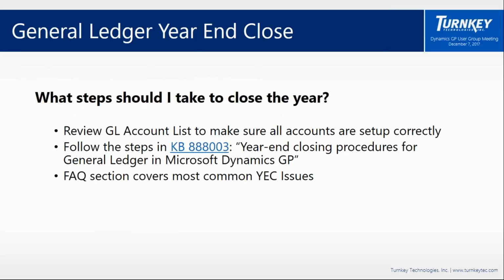Okay, again, like I said there, review the GL account list to make sure all the accounts are set up correctly. I would recommend doing a Smart List. If you need help with that, I can help you with that. Again, it's really simple. It's just two of them: balance sheet, which shows all of your balance sheet accounts, and P&L, which shows all your P&L accounts. So you would see if anything's out of whack there. Okay, and then there's a good KB article there, 888003, that shows all the detail of your year-end closing procedures for GL.